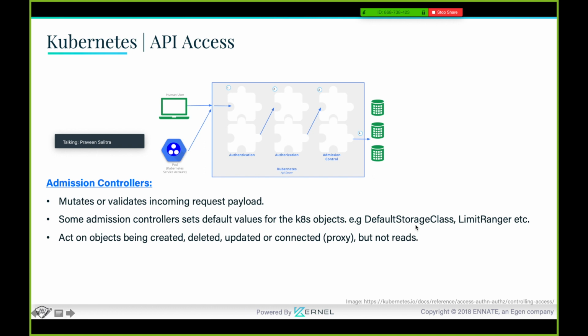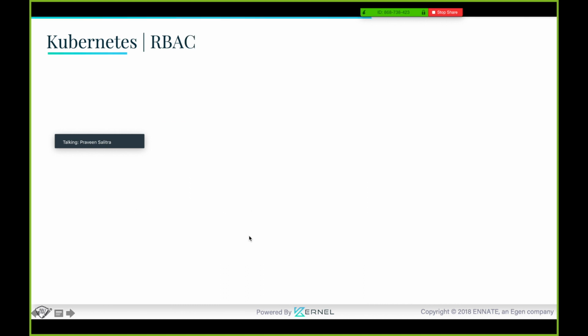Default storage class is another example when you want to create a persistent volume. We'll understand in 2 sessions from now. If you want to create a persistent volume, but you don't specify the type of volume you want to create, whether it's EBS or EFS, this guy can handle the default storage class for that. So those are some of the examples. And there are some default admission controls as well.